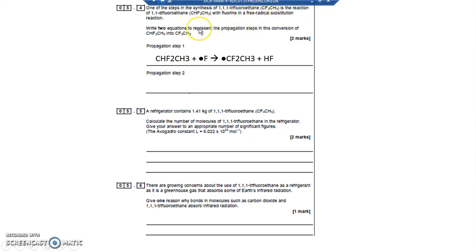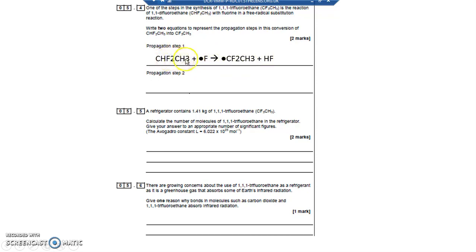You've got CHF2CH3 and an F dot. It always makes HF, or if you're using Cl dot, it always makes HCl. It makes HF or HCl depending on whether you're using F dot or Cl dot. But that's always made, and therefore you can work out what's left. Well, I've got 2 carbons, and I've got 2 Fs, and I've lost one of the H's.